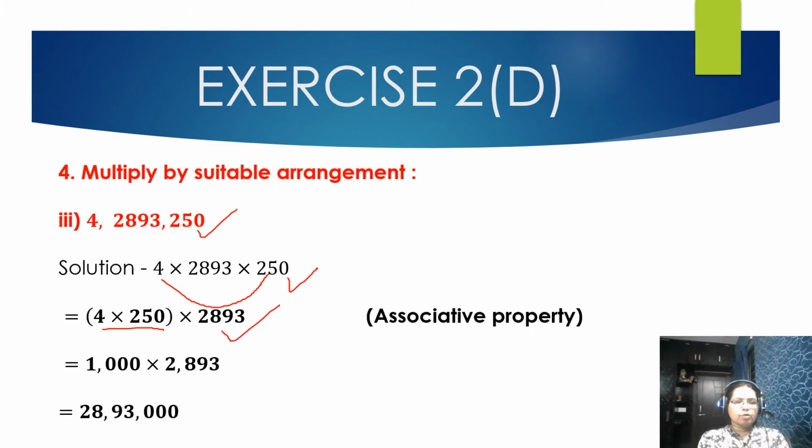If we multiply 4 with 250, we get 1000. 1000 multiplied by 2893, and this will be easy to multiply. So 1000 multiplied by 2893 equal to 28 lakhs 93,000. So 4 multiplied by 2893 multiplied by 250 equal to 28 lakhs 93,000.